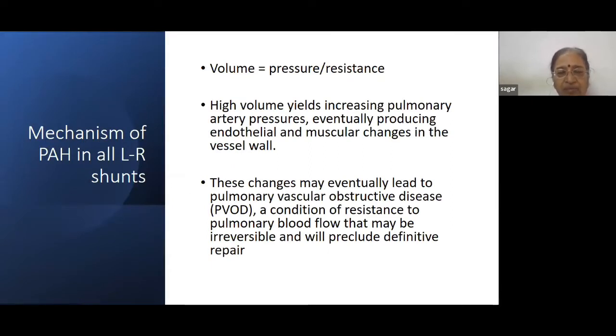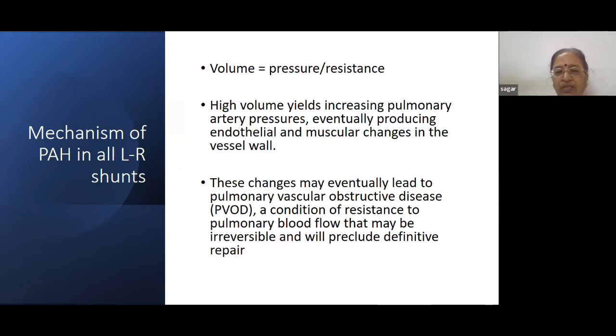The basic mechanism is that whenever an artery or a circulation is faced with more blood, if it wants to restrict the amount of blood coming to it, the best way to do it is to constrict and so increase the resistance so that the volume comes down. So in all these shunts there is high volume on the pulmonary circulation, and so they will increase the pulmonary pressures. Once the pulmonary artery pressures increase, there are changes in the endothelium and in the muscular walls of the pulmonary arteries. The endothelium and the muscular walls of the pulmonary artery react to the increase in volume by constriction.